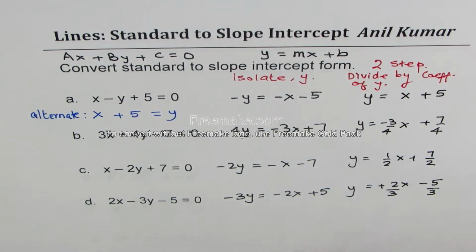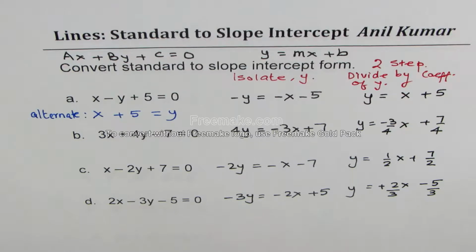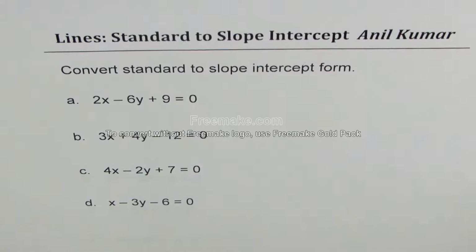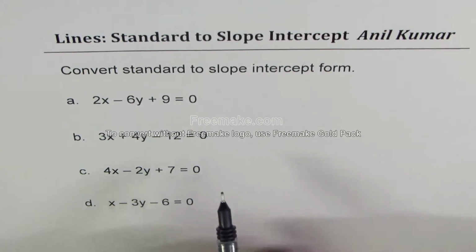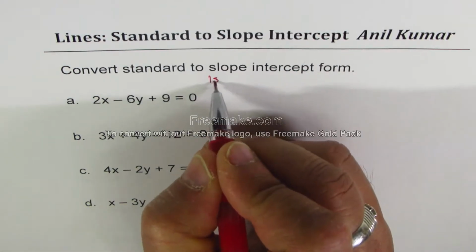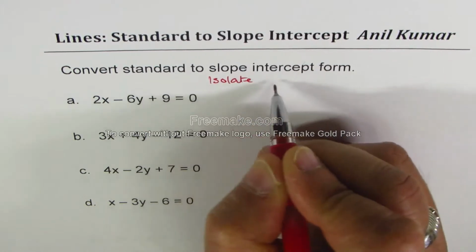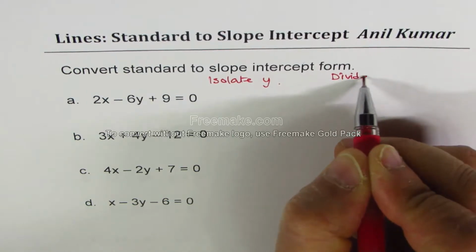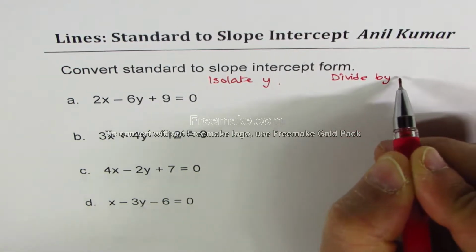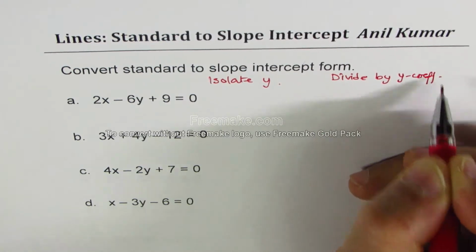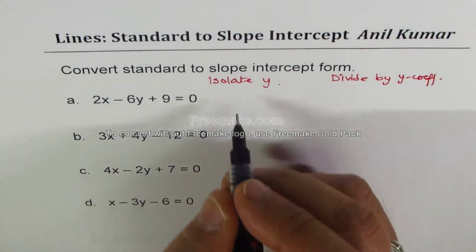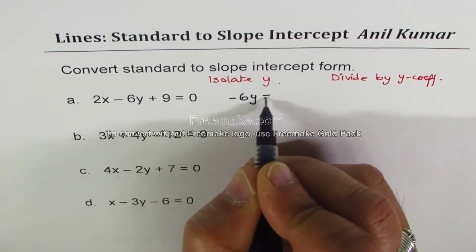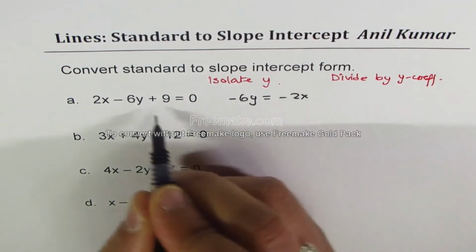Let's take a few more examples. Now in the additional examples, you might sometimes have to simplify. So here is the second set where you may have to simplify. So let's first adopt the same strategy. That is, first step to isolate y, and second step to divide by the coefficient of y. Is it okay? Okay. So we have minus 6y equals minus 2x minus 9.